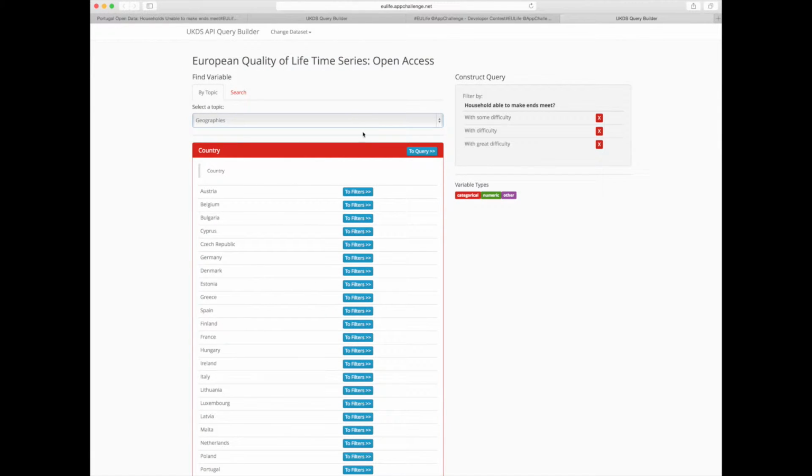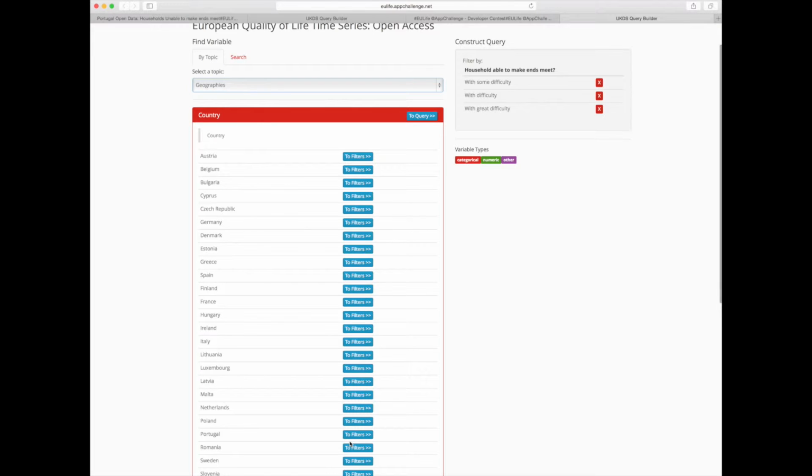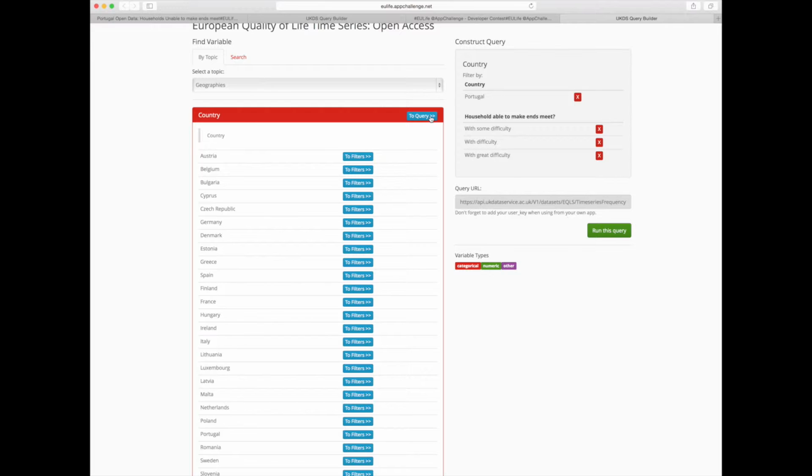And then I want to apply it to a specific country. I've been talking to a friend of mine from Portugal recently, so I'm going to add Portugal. And then I'm going to go and run the query. So I need to click on the query button, which may not be immediately obvious, but that just helps me run this query. So my filters are Portugal, and then this particular question: is your household able to make ends meet? And I'm interested in people who cannot make ends meet, to varying degrees. I'm going to run that query.